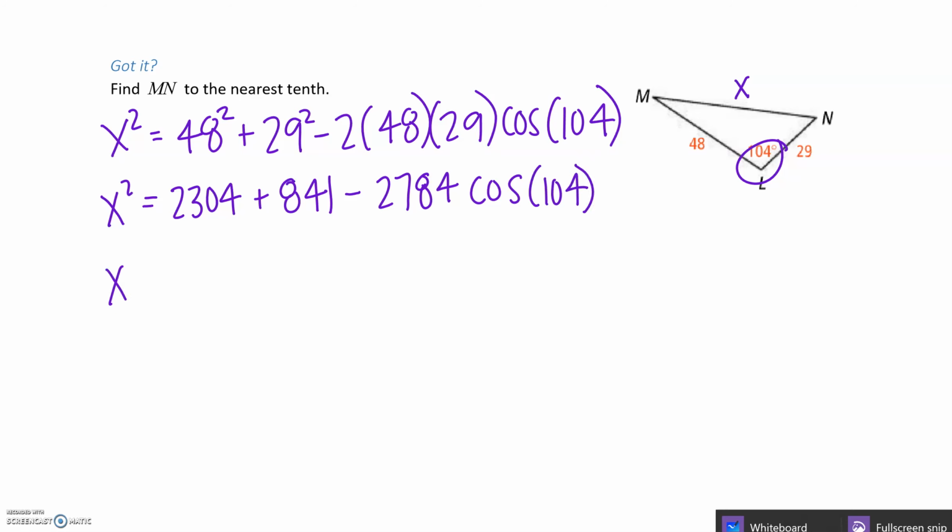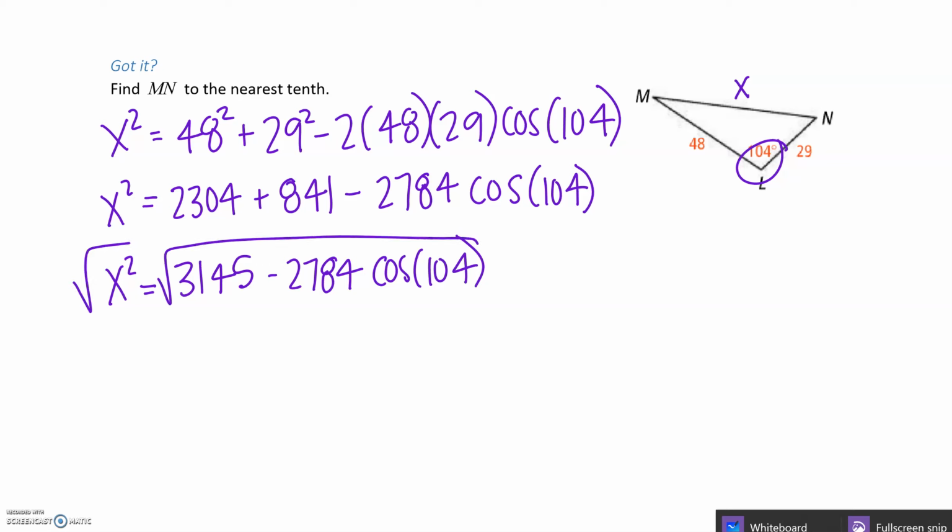Okay, so that leaves us with x squared equals 2,304 plus 841 gives us 3,145 minus this 2,784 cosine of 104. Once we get to this step, we are going to take the square root of both sides to get x by itself. So when we type that into our calculator, x is going to equal about 61.8.